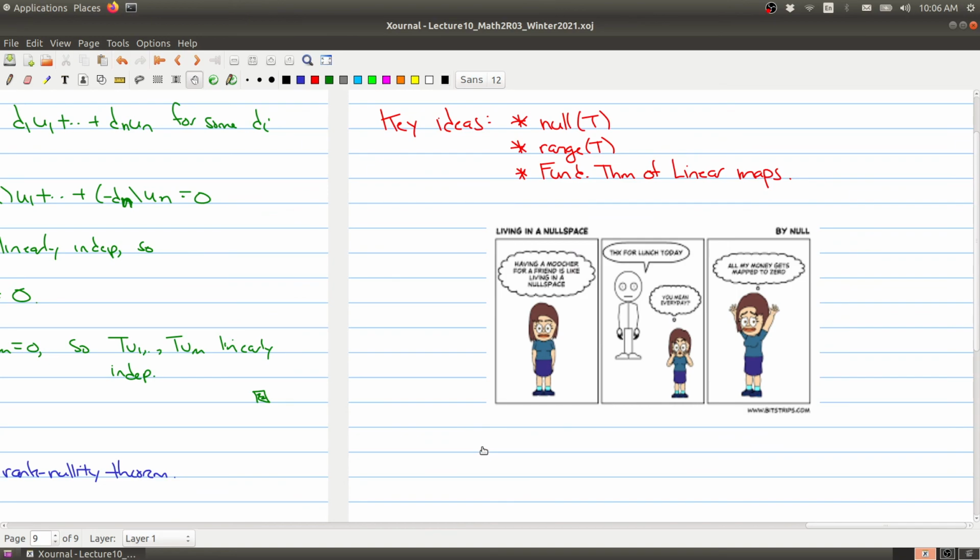Okay, so there were a lot of things that we learned today. The key ideas that I think you want to take away from today's lecture are the null space of a linear map, the range of a linear map, and then the fundamental theorem of linear maps. All of these things are quite useful.